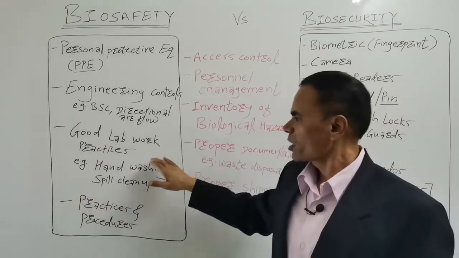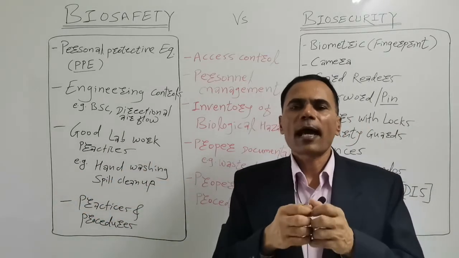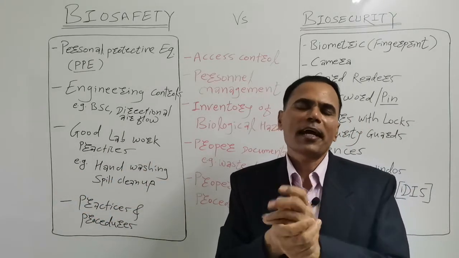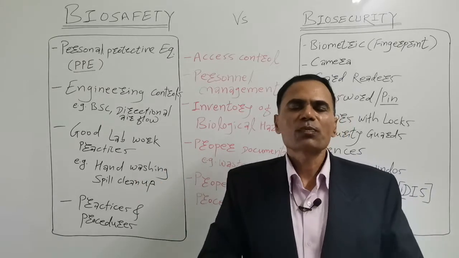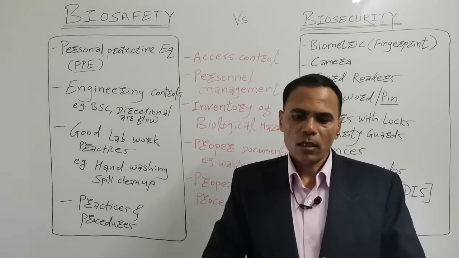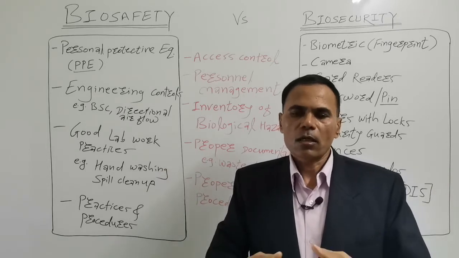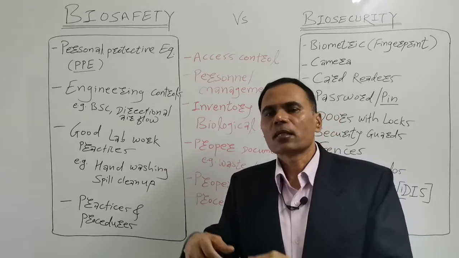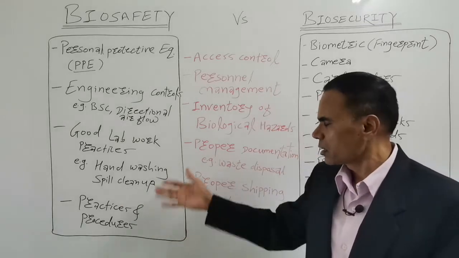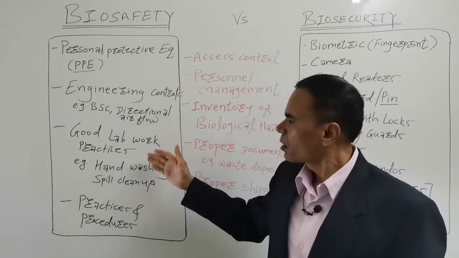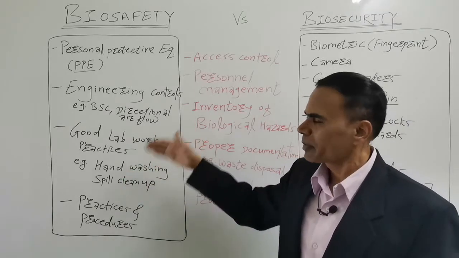Then another biosafety specific feature is good laboratory work practices. This one is very important. For example, before leaving the lab, laboratorians should wash their hands. In addition, in case there is a spillage of biological agents, laboratorians should know how to clean that spillage. So these are two examples of good laboratory work practices, but there are more.